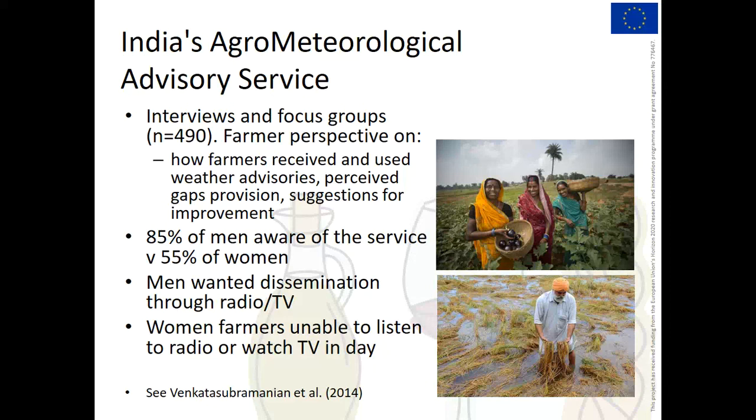One of the really important findings here was that 85% of men were aware of the service, compared with just 55% of women. And actually that was 11% of women in some regions. So men were getting this information and were aware of it, and women weren't. Men were really happy to receive the information through the TV and the radio, but women didn't want the information like that. That's because they said they just didn't have time in the day to sit and listen to the radio and watch TV. They were out farming or doing the household tasks that they had to do. So they didn't want the information that way.